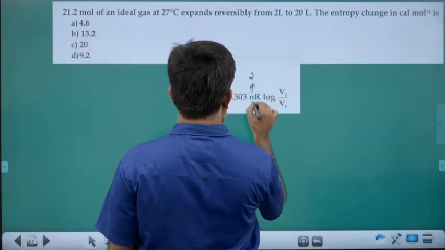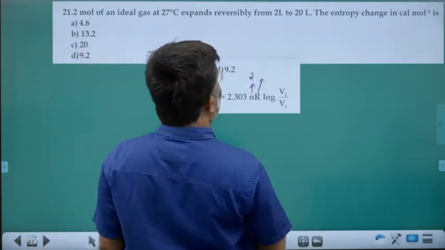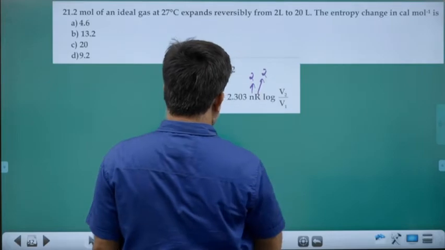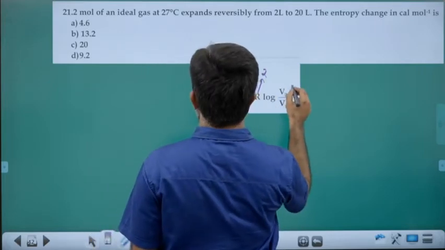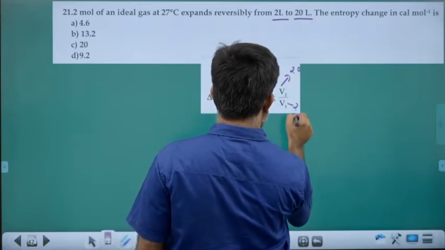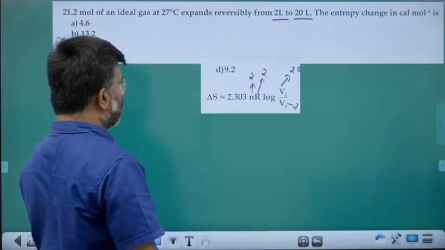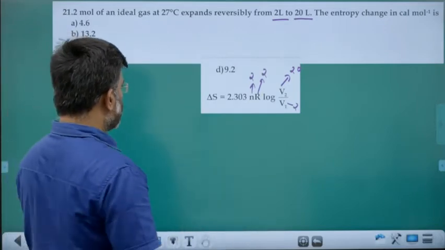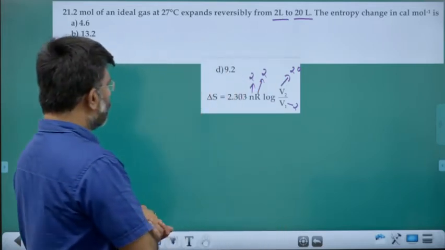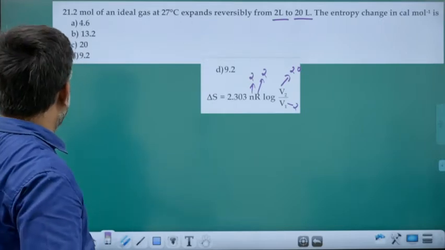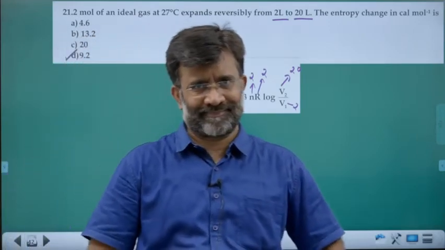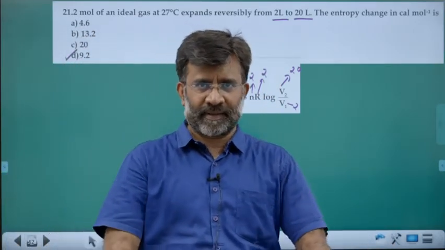You see 2 mole gas. So this is 2 mole. R value in calorie, entropy change in calorie. R value is 2 in calorie. And log V2 by V1. What is V2 by V1? 20 and 2. So this is 20 and this is 2. That means log 20 by 2. That is log 10. Log 10 is 1. So the answer will be 2.303 into 4. 2.303 into 2. That is 4.6 into 2. 9.2. Option D. Can I go to next? Next question.